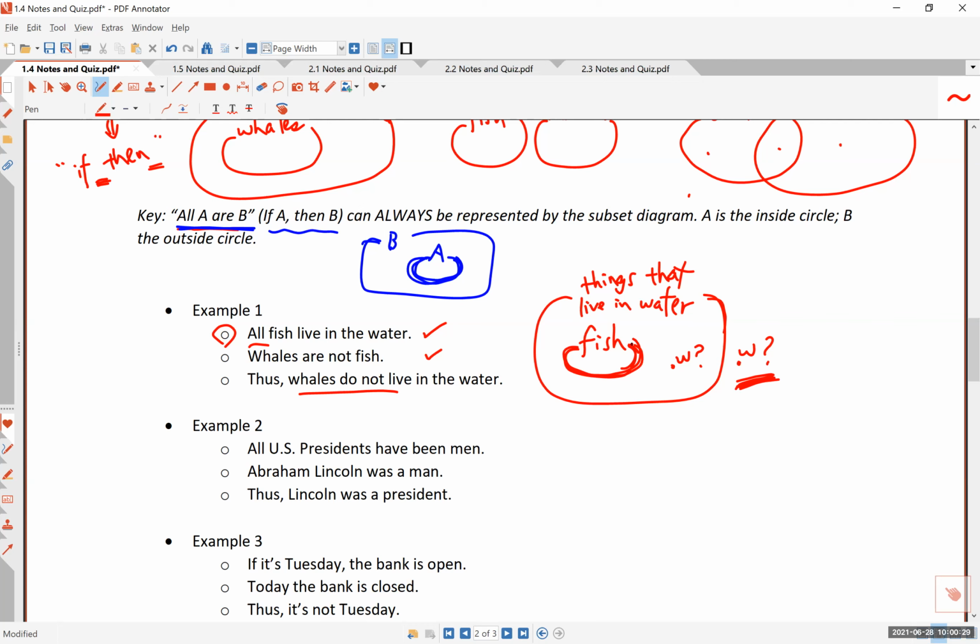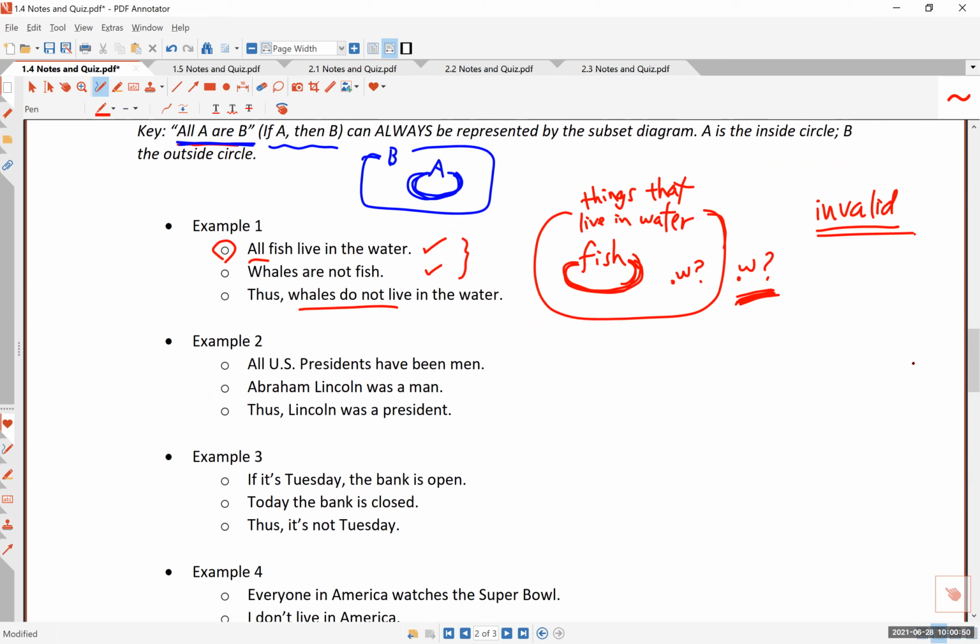That's a second statement. So the answer here is that this is an invalid statement. Okay, why is it invalid? Because all you can say by the first two statements is that the whales are outside of the inner circle of fish, and we do not have grounds to say that the whales are outside of the outer circle. All right, so anytime you are ambiguous, like in this case, are whales here or here, then the conclusion or the logic structure is invalid.